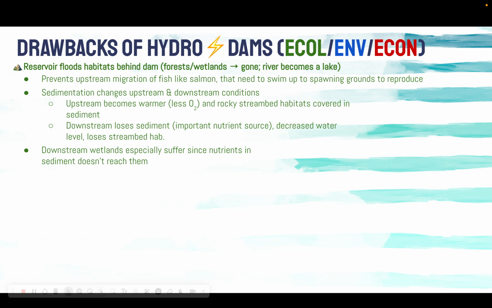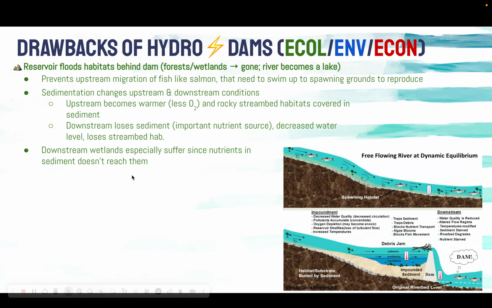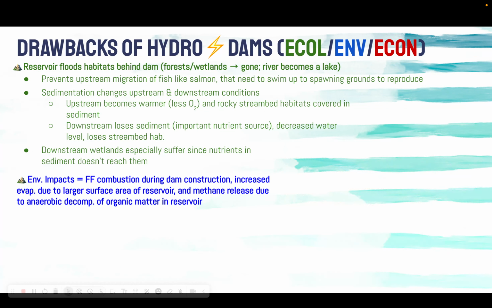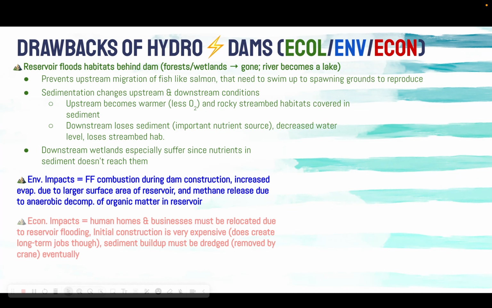And that completely messes with the stream bed habitat. Downstream wetlands suffer because those nutrients that are normally carried in the sediment don't reach them. And so there are some environmental impacts, like fossil fuel combustion that occurs during the dam construction. There's increased evaporation because now we've got larger surface areas.